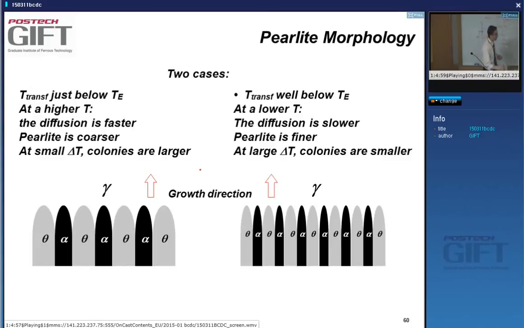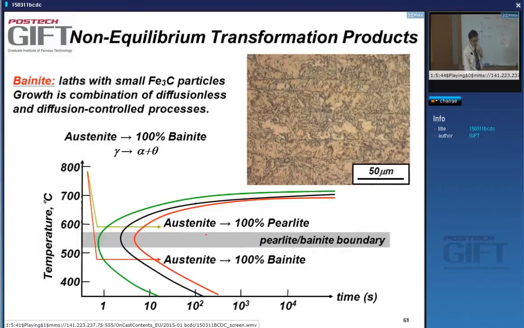Also, one thing that happens, and I want to mention it here, is that when you do the transformation, you also change the morphology of the perlite a little bit. As you reduce the temperature of the transformation, the perlite gets finer. What we call the interlamellar spacing, the spacing between the ferrite lamella or the cementite lamella, is decreased. So this we call coarse perlite. This we call fine perlite. Okay.